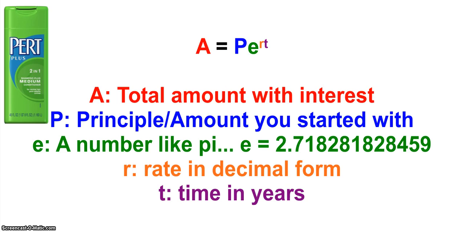Okay, now we're going to go into talking about PERT, where A is equal to P E to the RT. A is the total amount with interest, P is the principal, or the amount that you start with, E is a number. So E is actually above your natural log button, your LN button on your calculator. R is your rate in decimal form. So say they give you a percentage, you take the percentage and then divide it by 100, and that's your R. Okay?